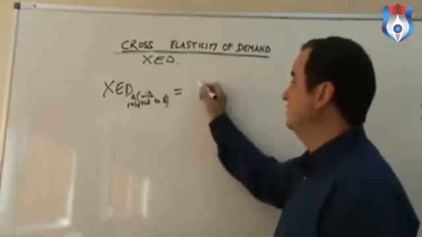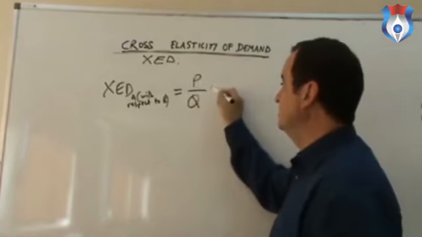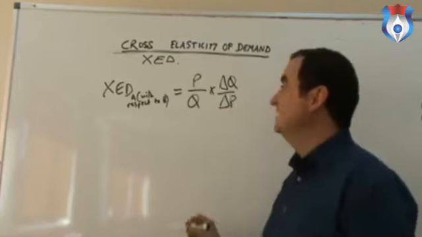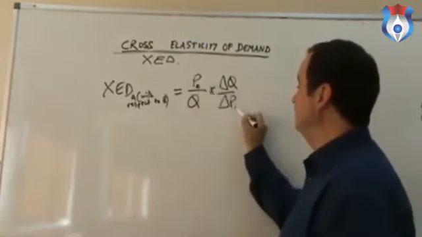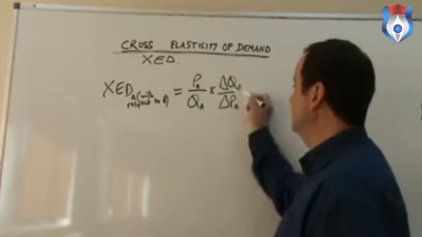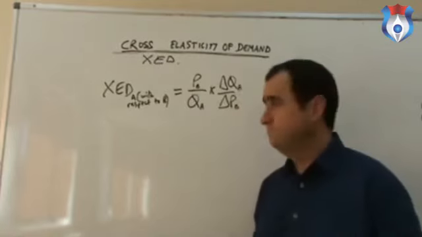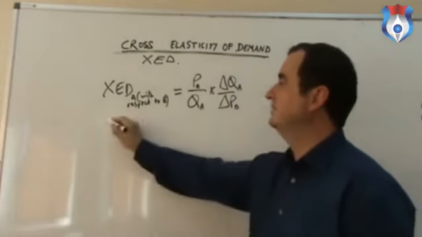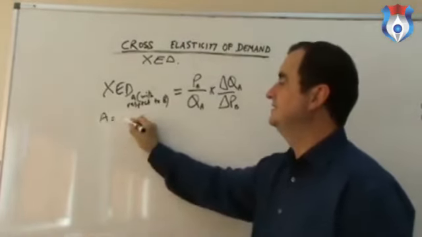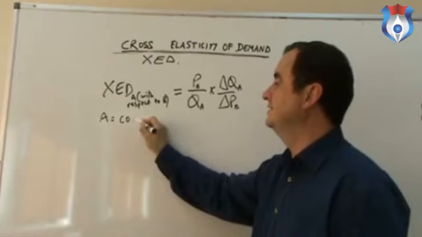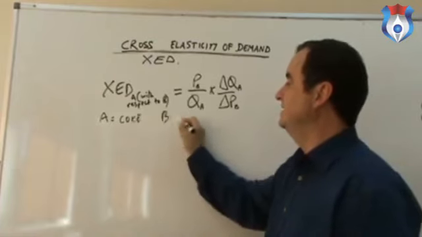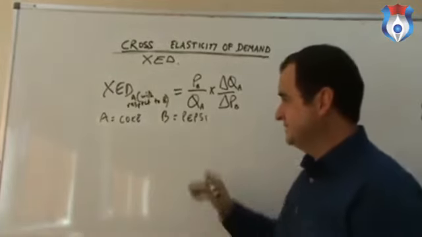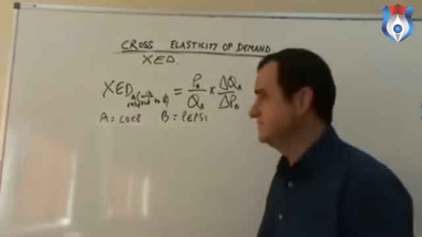Equals, how do we calculate it? Well, it's the old equation, P over Q times change in Q over change in P. But of course, it's the price of good B and the quantities of good A. Okay. Let's work with an example. Let's imagine that A is Coke, Coca-Cola, just put Coke. B is Pepsi. Now, we're going to measure what happens to the demand for Coke when Pepsi changes price.